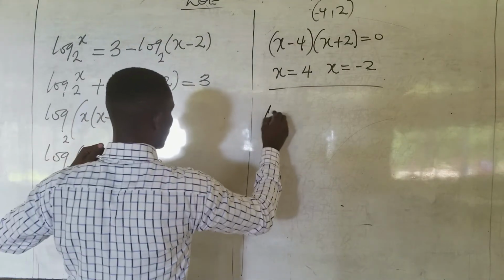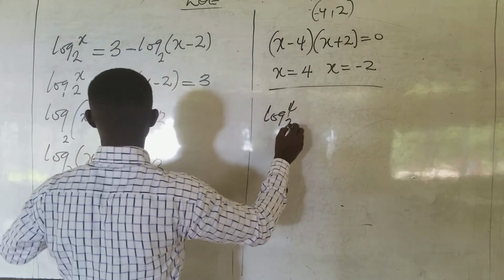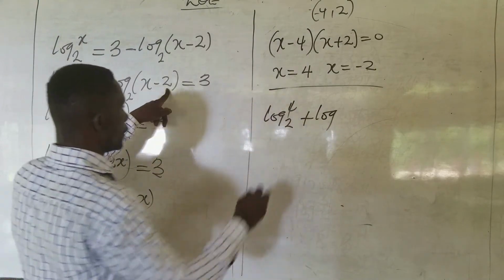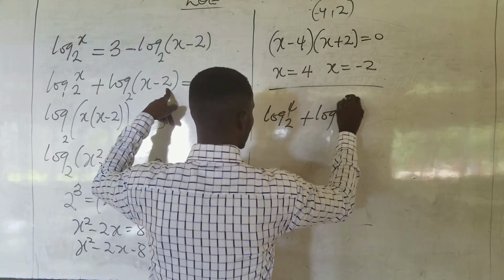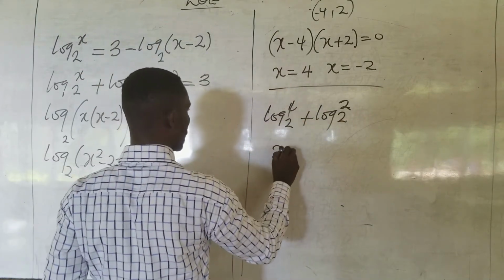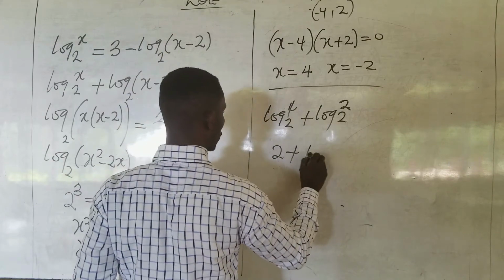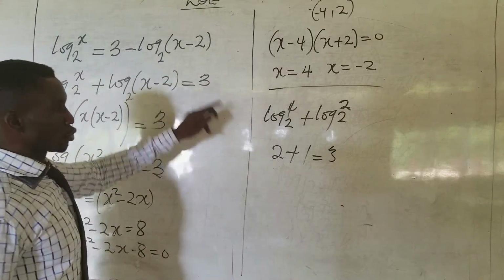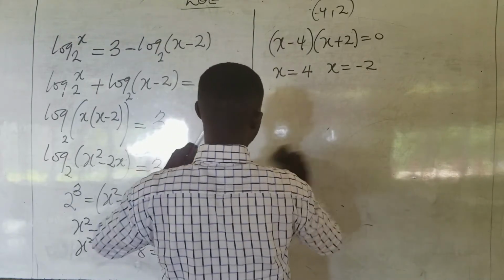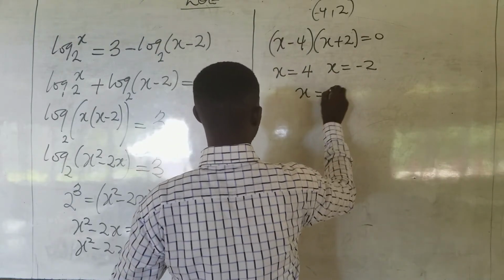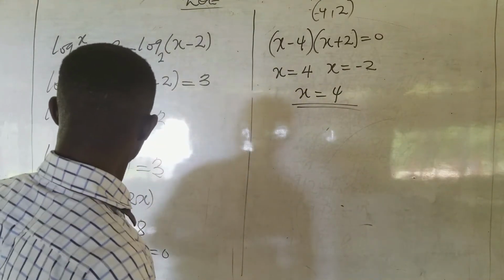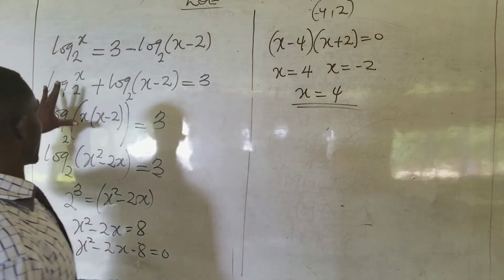Log 4 base 2 plus log 4 minus 2 is 2 base 2. This one will give me 2 plus this one will give me 1, which is 3. You see that it satisfies. So our value is that x must be equal to 4. You see that? That is how it is.